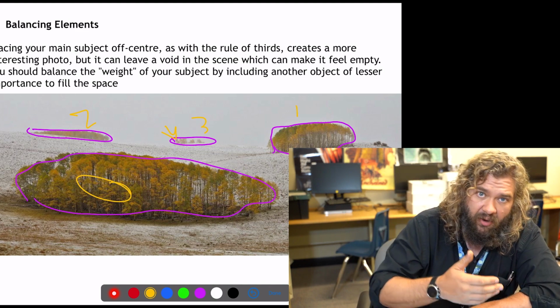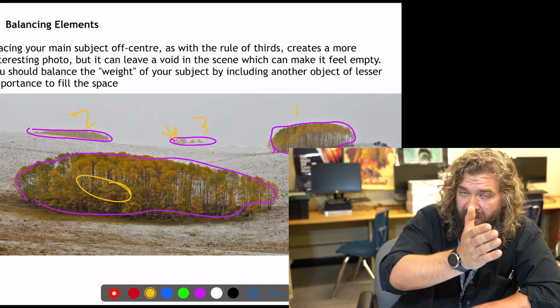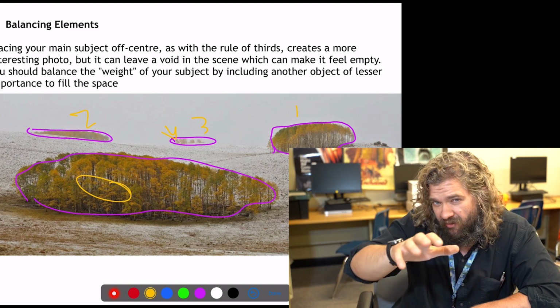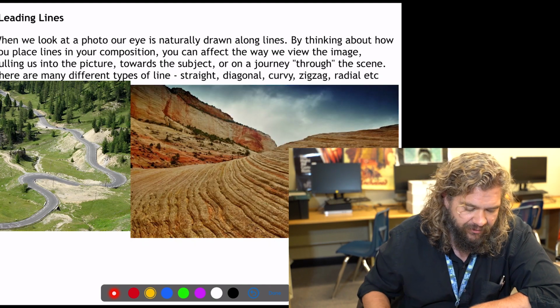It could be a person up close and a building in the background. It could be all sorts of buildings. You can put the biggest building on the rule of thirds points, and you have the rest of the buildings in the background. So think about how you're balancing out the elements of your photos.